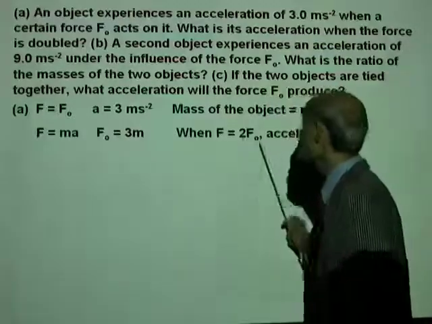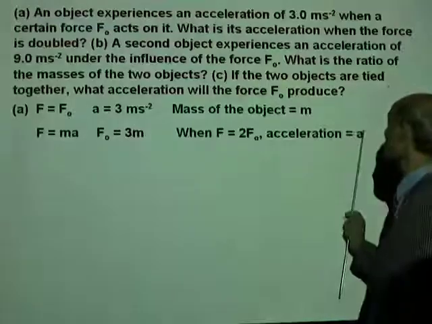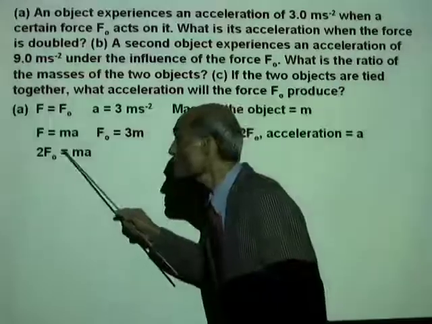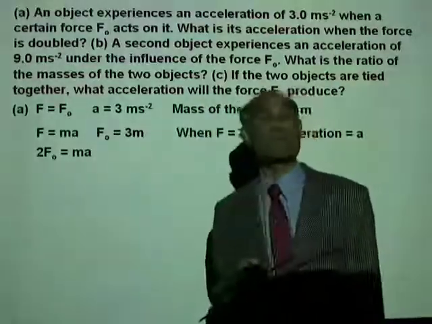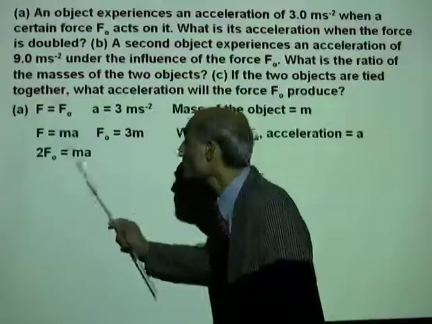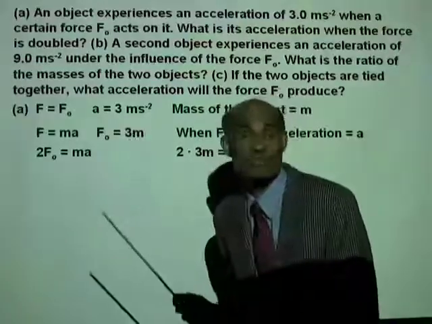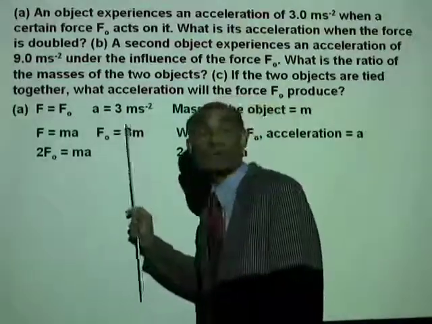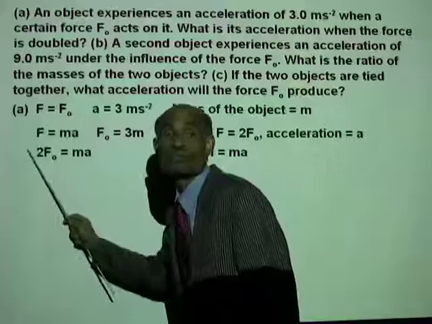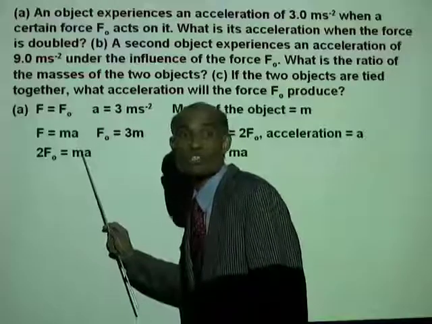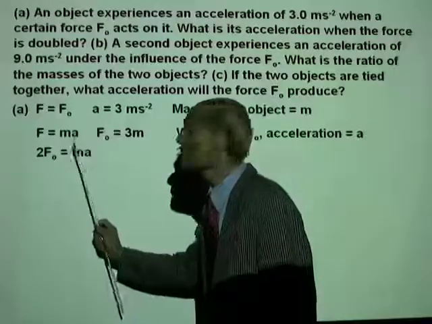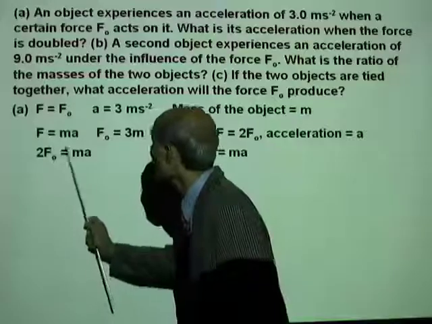When F equal to 2 F0, let the acceleration be equal to a. Then 2 F0 will be equal to ma. Now, F0 is 3m. Look at the advantage of that. Wherever we have F0, we can now replace it with 3m. The force is now doubled. 2 F0 acting on the same mass will produce what acceleration? We replace our F0 by 3m.